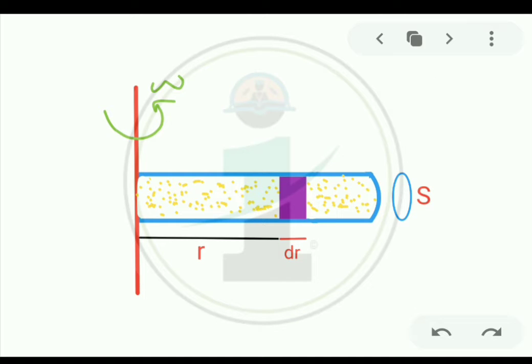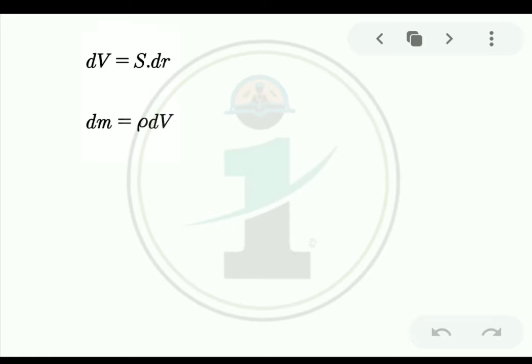So here we have drawn a diagram. Here you can see that we have the axis drawn by the red line and the elementary area by purple color. This element has a width dr and it is at a distance r from the axis, and the cylinder has a cross section S. So let the volume of the element equal dV, and we know dV equals area into width, so S into dr, and let the mass of the element equal dm.